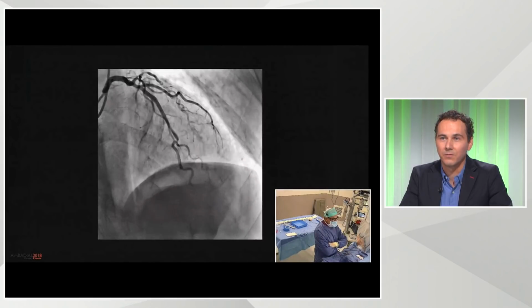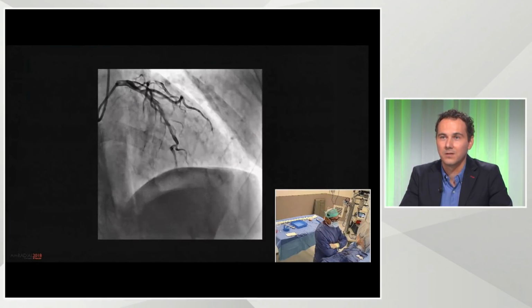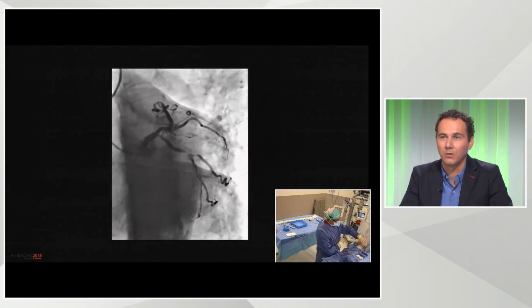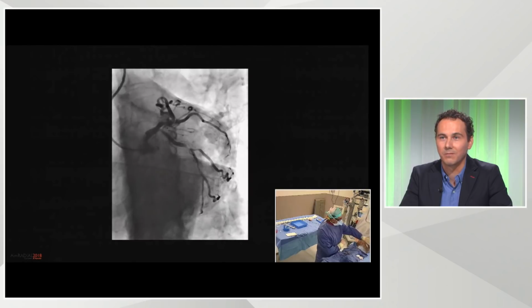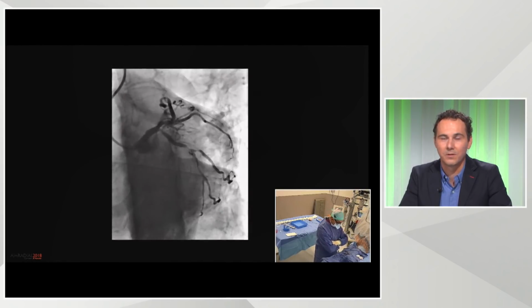This is the cranial view also, with the LAD. And this is the same view, cranial view, and at least the caudal, the spider view. So Jens, what would you say? It's a single, double, or triple vessel disease?